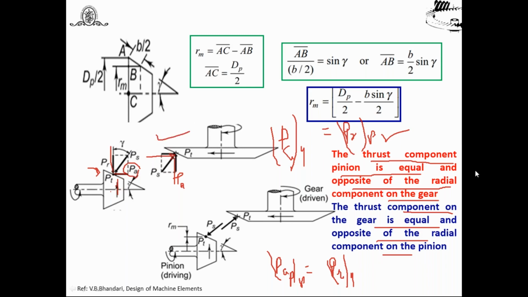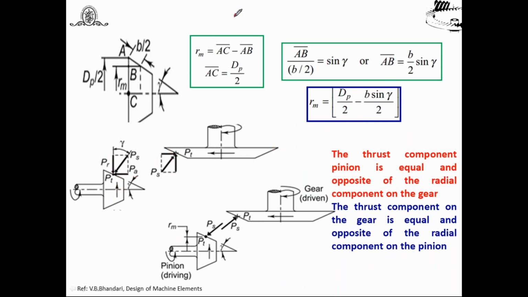But what about the radial and tangential components? You can use the same fundamentals of spur gear and helical gear for PT and PR. If the pinion rotates in the clockwise direction, the tangential force PT acts opposite to this. In the case of spur, helical and bevel, this is applicable to all three gears. For the gear, the PT acts in the same direction as its rotation. Similarly for bevel gear also.